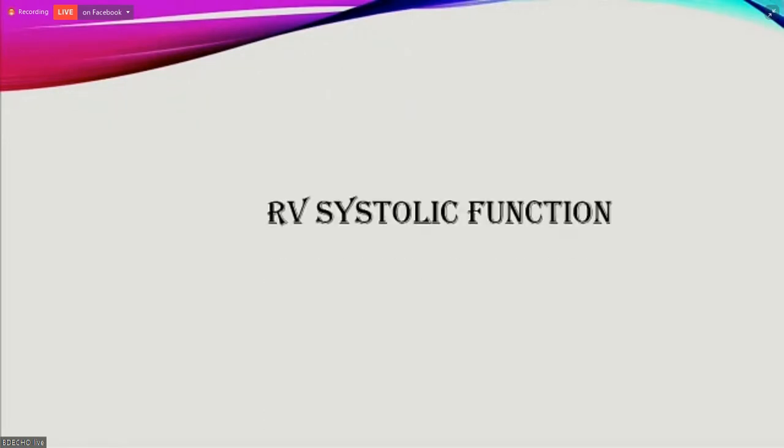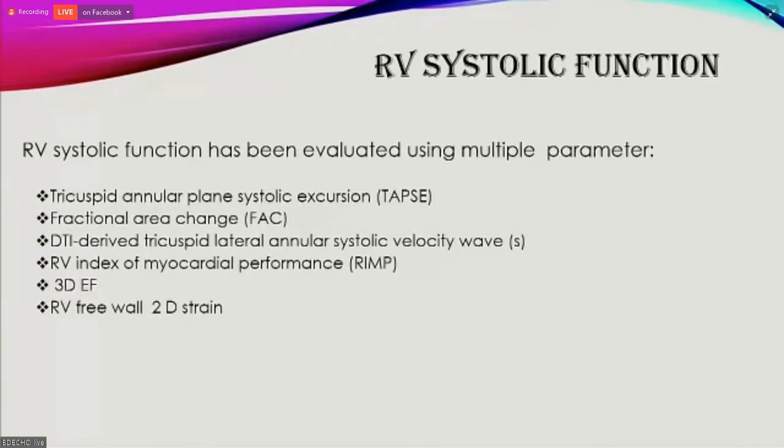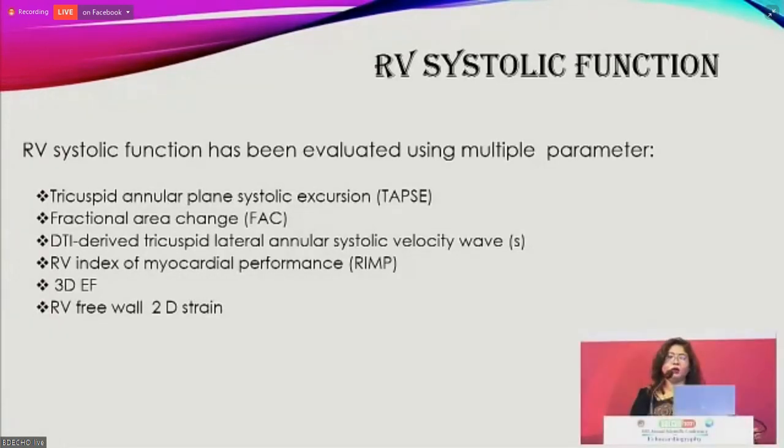RV systolic function. RV systolic function is evaluated using multiple parameters, like we all know TAPSE, then fractional area change, then TDI-derived tricuspid lateral annular S-wave velocity, and then the RV index of myocardial performance, or RIMP, and 3D EF, and RV free wall or 2D strain.